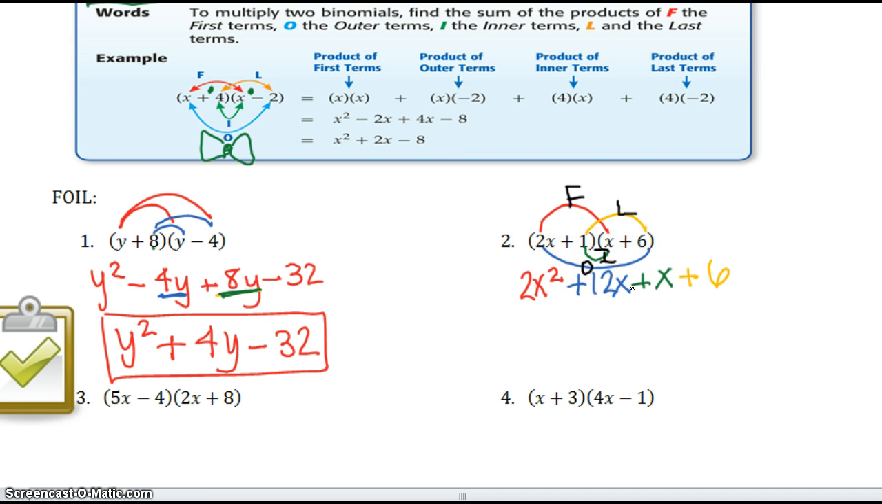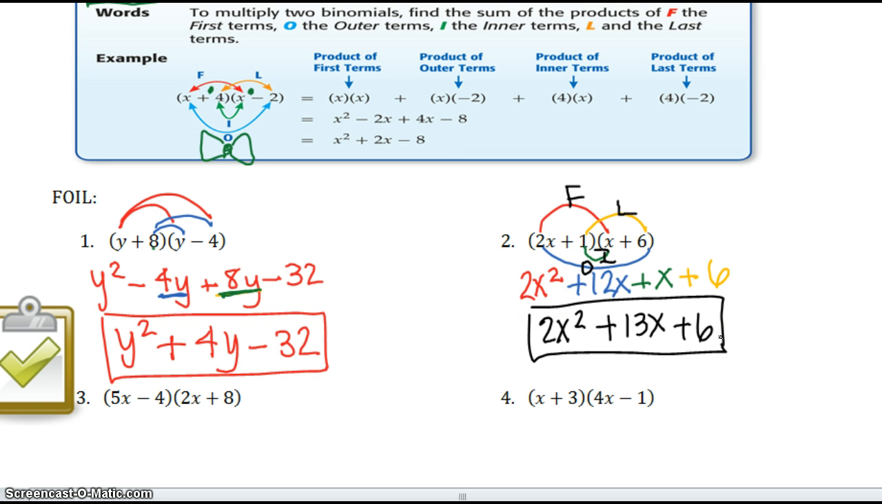So if it's as easy as the distributive property, why in the world did they have to give it a new name called the FOIL method? Well, it's going to become much more clear in our upcoming sections. So bear with me. I need you to understand the FOIL method, but you can always check yourself by doing the distributive property. So let me go ahead and finish this problem. 2x squared, 12x and x makes 13x plus 6. So now I have it simplified to its simplest form, my quadratic expression.